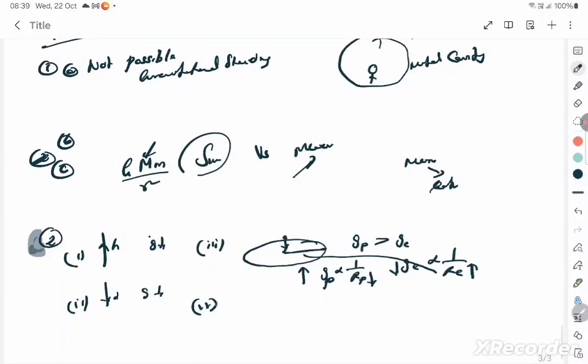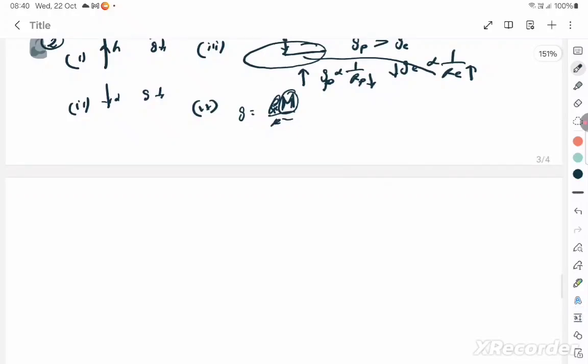The fourth subdivision: the acceleration due to gravity is independent of the mass. Yes, small g is capital GM by r square. Therefore, it only depends on the bigger body, say the earth, and not on the mass of the body. Small m is not there. So let's go to the next, which is the fifth.